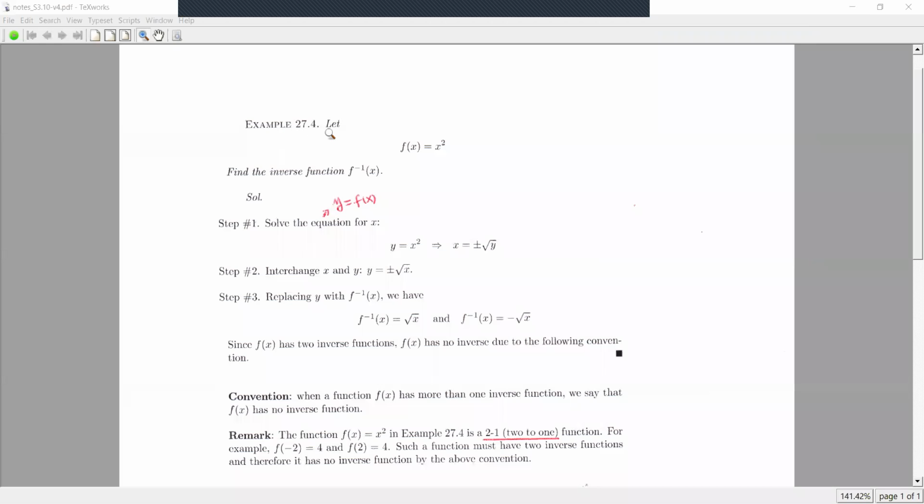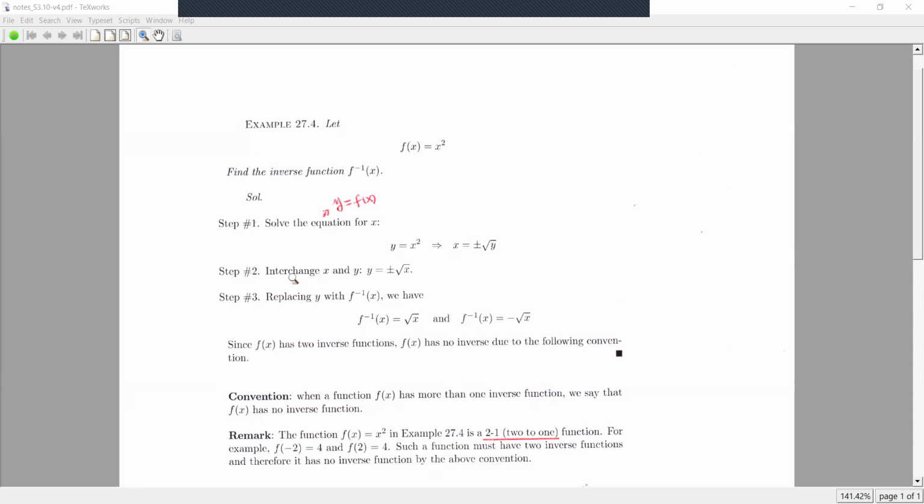Example 2. Let f be x squared. Find the inverse function. Solution. Step 1. Solve this equation for x. In this example, this equation is y is equal to x squared. Take square root on both sides, then I have x is square root of y or negative square root of y.